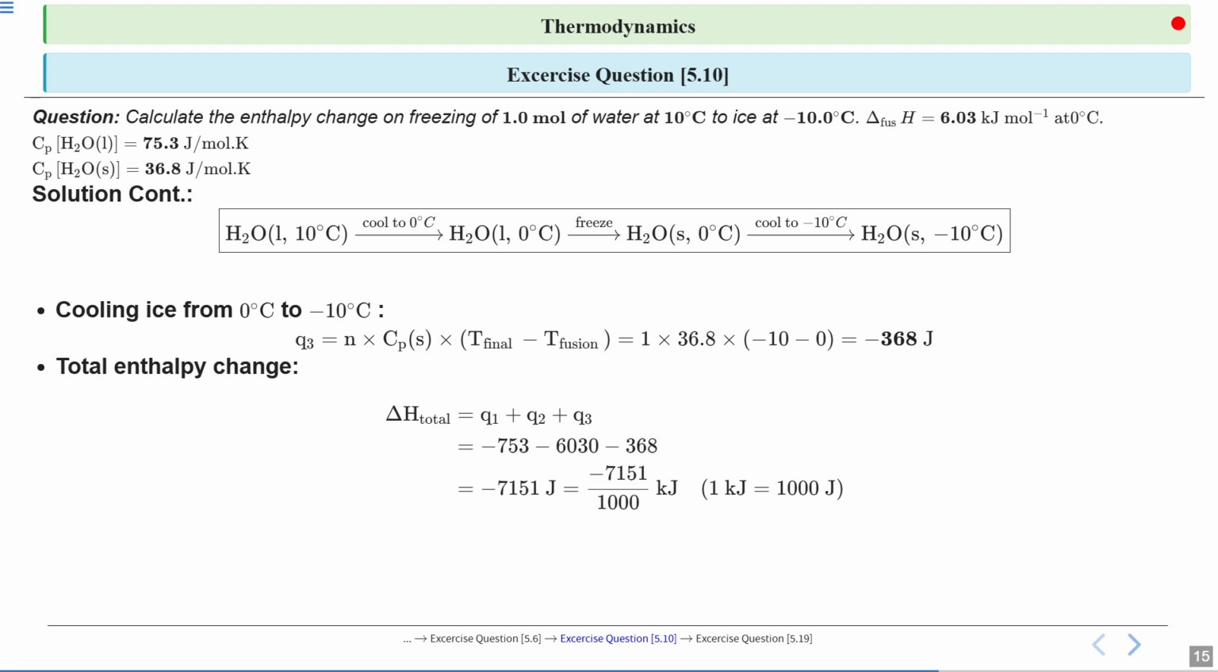Now, it would be appropriate to convert this joule into kilojoule. In most cases, in the textbooks also, you will see it, and it's a standard one. For that, we are dividing it by 1000 because we have the conversion factor of 1 kilojoule equals 1000 joule.